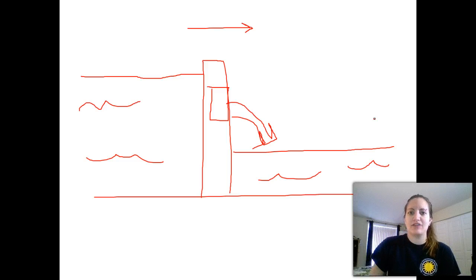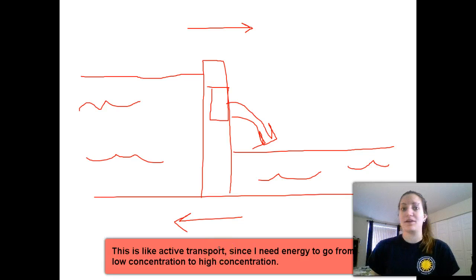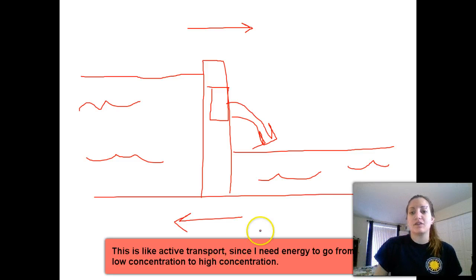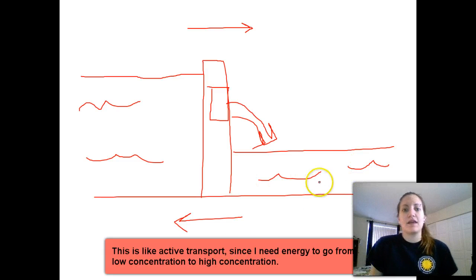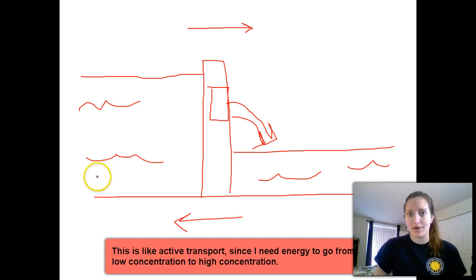Well, now let's imagine I want to go the other way. What if I want to get the water on this side over here? Well, I can't open a window, because if I open a window, it's going to move in the opposite direction. In this case, I need to use energy. I need to use maybe a pump, or I need people with buckets, or I need some sort of energy to get this really low water into this area of really high water.